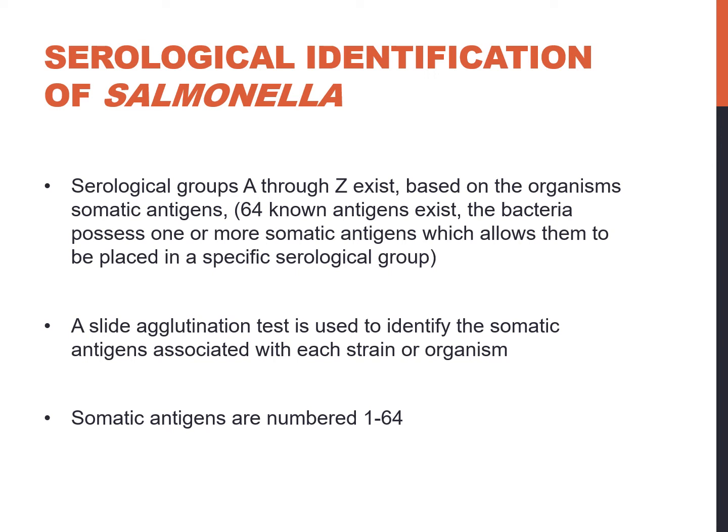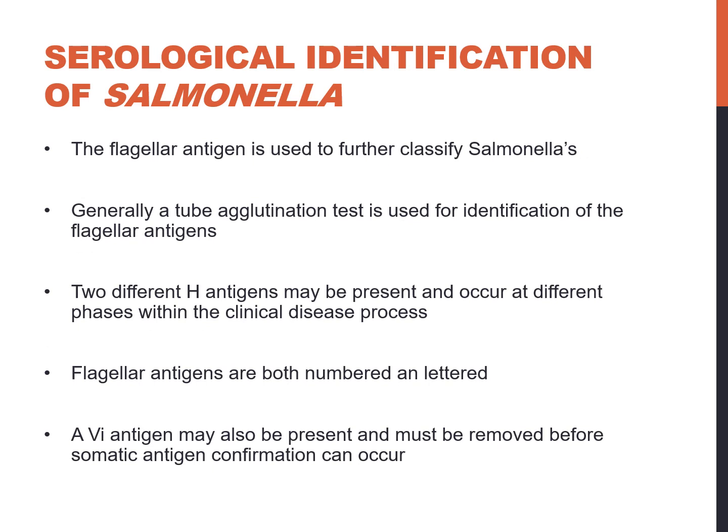We can do a couple of different serotyping procedures in order to identify those antigens. There's a slide agglutination test, and you can actually number or identify those somatic antigens as numbers 1 through 64. We can use the H antigen as a way to further classify Salmonellas. The H antigen, of course, is the flagellar antigen. Generally, we do a tube agglutination test in order to identify the H antigen.